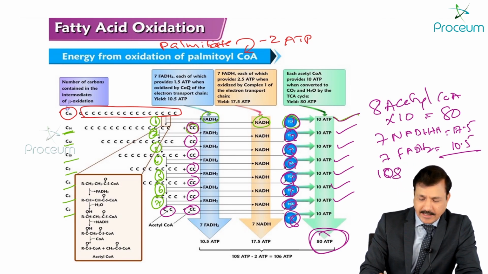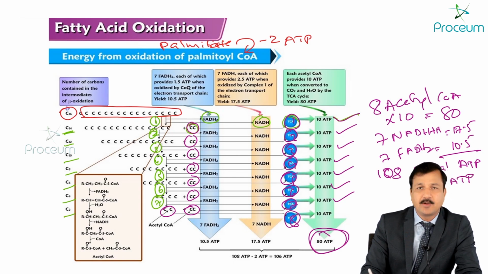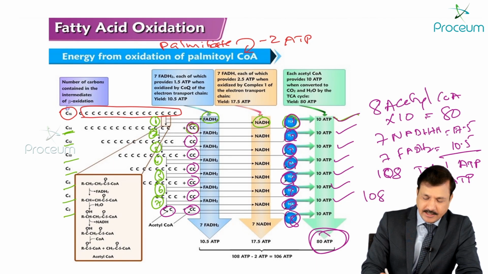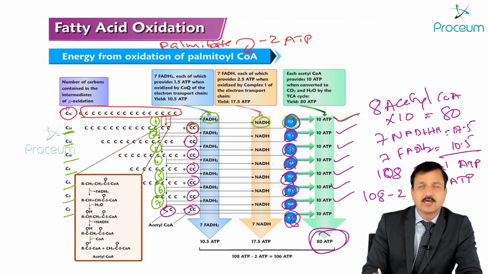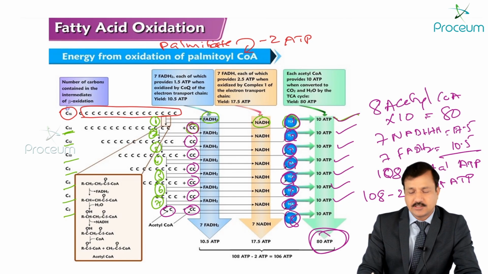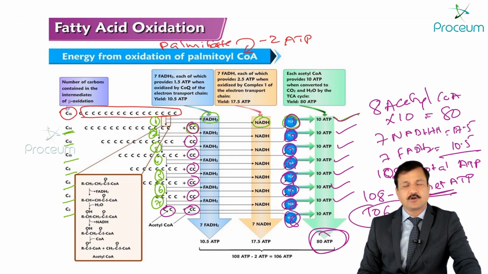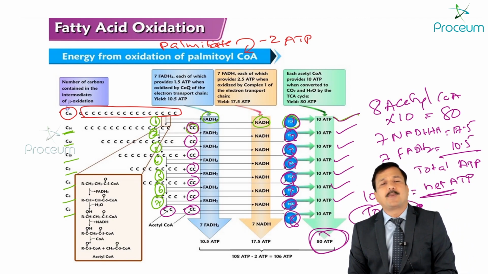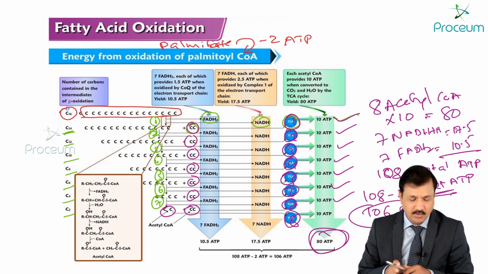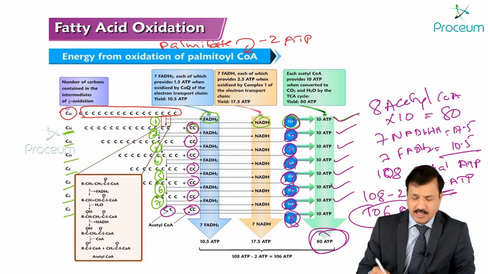And this 108 is the total number of ATPs. If you want to calculate the net ATP yield from oxidation of palmitate, it will be 108 minus 2. Why? Because 2 ATPs are consumed for the activation of palmitate into palmityl-CoA. So 106 ATP is the net number of ATP that you get from oxidation of palmitate. So this is how an ATP calculation can be done.